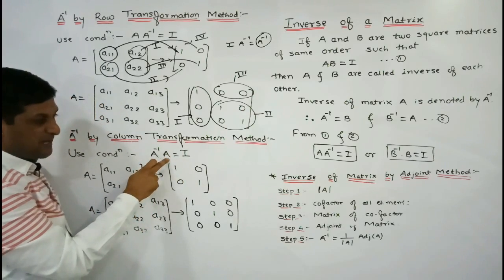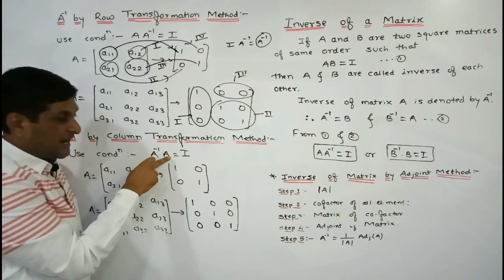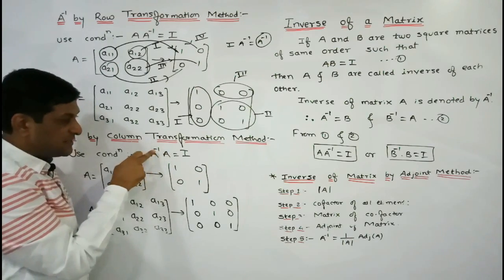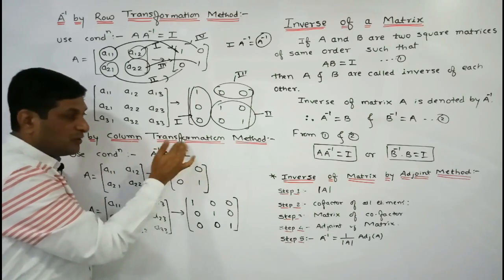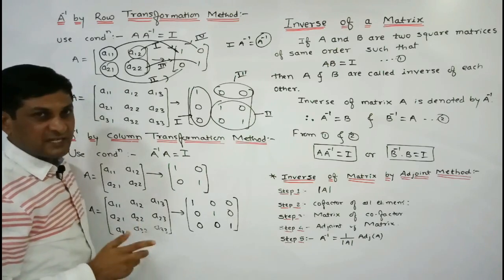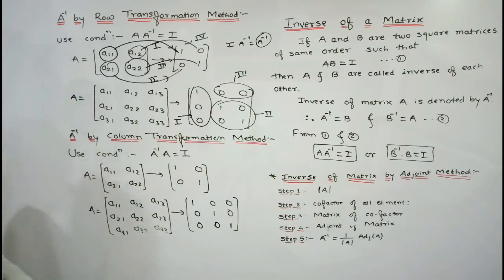So here also, what is our aim? Our aim is to convert matrix A into identity. And once it becomes identity, then identity into A inverse will be A inverse. On this side we'll get A inverse, and whatever new matrix we get on this side will be the value of A inverse. It means our aim is to convert it into identity matrix.